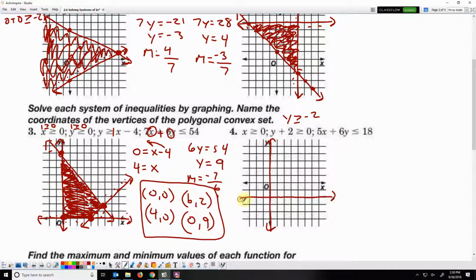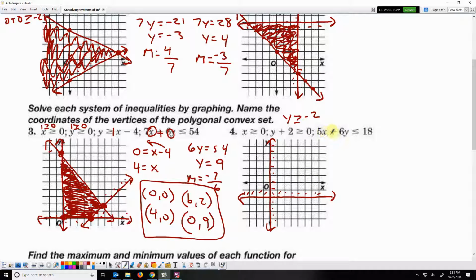I should have checked where I'm shading, so before I go any further, 0 is greater than or equal to 0. I don't really want to use 0 for that one because the origin is on that line. So how about 1, 1? 1 is greater than or equal to 0? True. So I'm shading toward the point 1, 1. This one I can use the origin because it's not on this line. So 0 plus 2 is greater than or equal to 0. 2 is greater than or equal to 0 is true, so I'm shading this way. So far I've shaded this region both times.